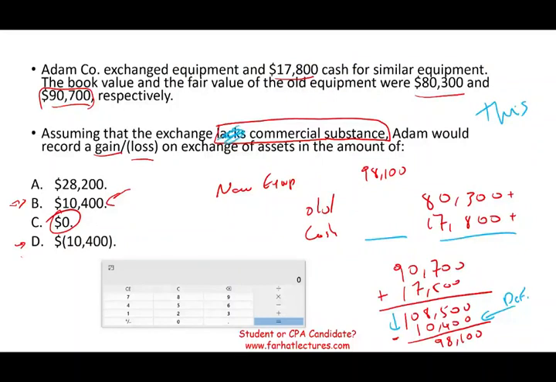If it has commercial substance, then I will increase this by 10,400 and I would have a gain of 10,400. And in this way, the transaction will have commercial substance. So that's why you have to know the difference, whether it has commercial substance or it doesn't. Now, in case of losses, I'm going to give you the tip, you would always recognize your losses. So it's easy with losses.